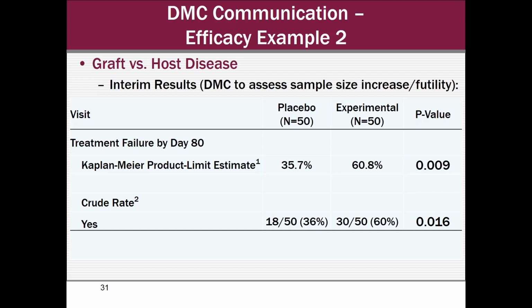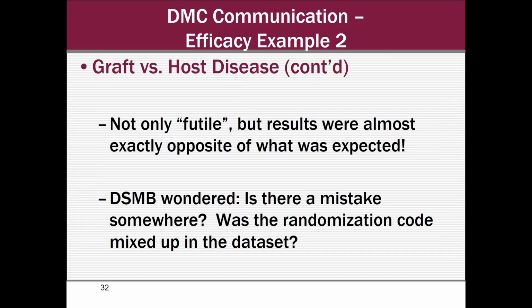Because the first thing the DMC thought of is, this is so bizarre that it's the exact opposite of what was anticipated in the protocol. Was there a mistake made somewhere in the randomization, for example? Did somebody mix up the randomization code? I was the one who ran the analysis, so I started breaking out in a sweat and saying, oh gosh, wasn't me, what did I do? But all kidding aside, I checked to make sure, when I saw the results, that there wasn't an issue.